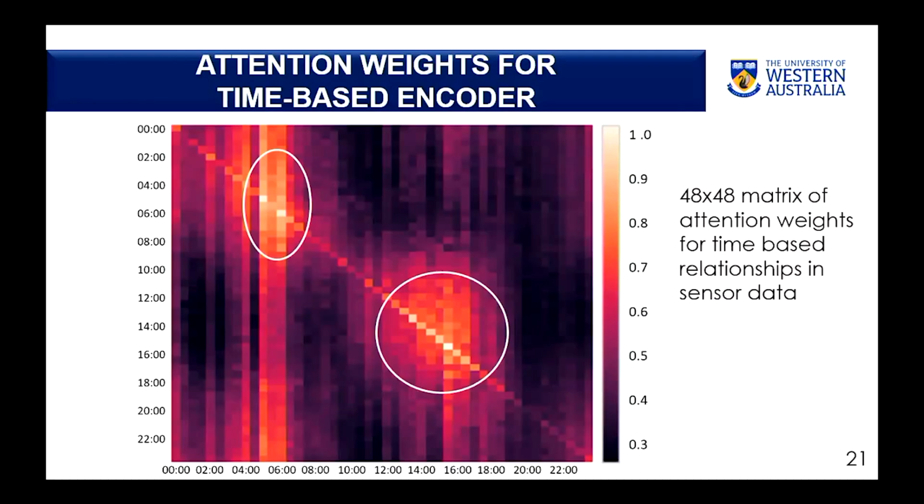When the model has learned that and has been trained, we plot those attention weights. This is one of those weights, and this is for the time-based relationships. We are collecting 48 samples per day. A day has 24 hours. If I collect 2 samples per hour, that gives me 48 samples. And this is that plot. If you count these blocks, you will see 48 blocks on the x-axis, 48 on the y-axis, and this is providing me information of what times are important. The bright spots that you see mean these are important times.